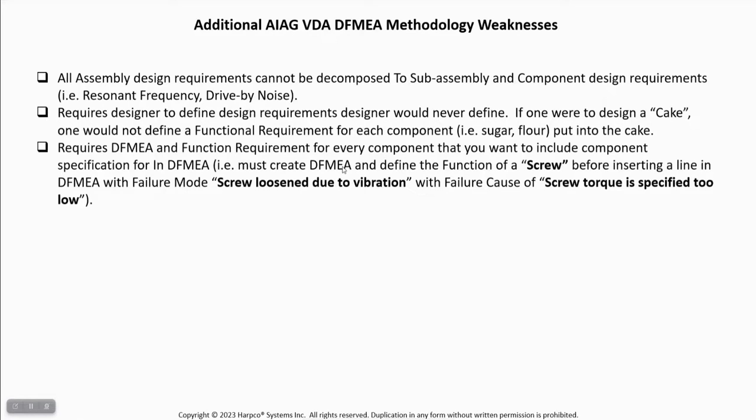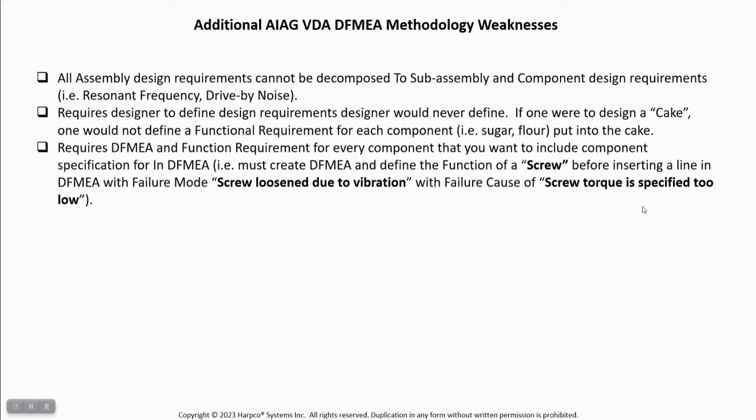So let's say in your design FMEA, you've got to be resistant to vibration, and you want to talk about your screws loosening due to vibration, and you want to say the reason was I specified a screw torque too low. You can't do that in one line in an AIAG VDA. You must first begin by defining a line for what's the function of a screw. And that is a total waste of time.